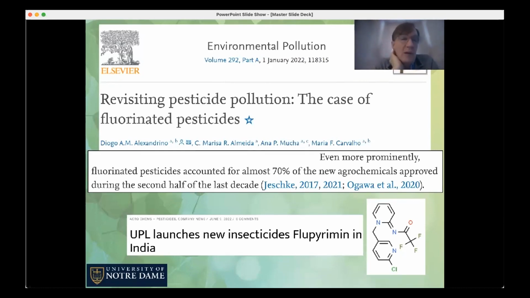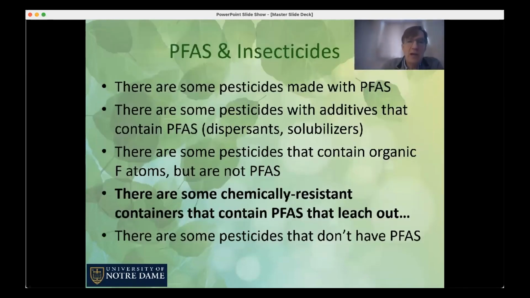The unfortunate part is that more and more pesticides are putting more fluorine in them. So almost 70% of the new agrochemicals approved in the second half of the last decade, this is published in 2020, included a fluorinated grouping in it. That doesn't mean they're PFAS, just that there's a little fluorine in them. So leaving these categories aside, we go back to what there are.